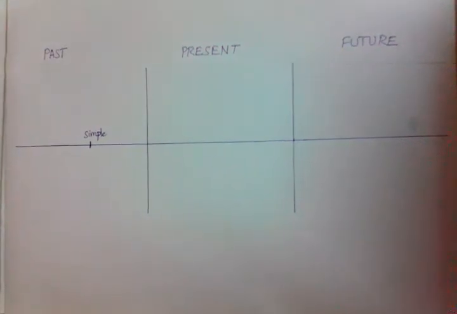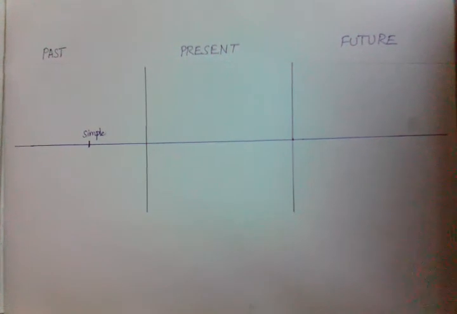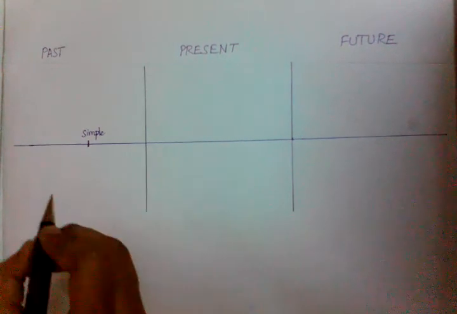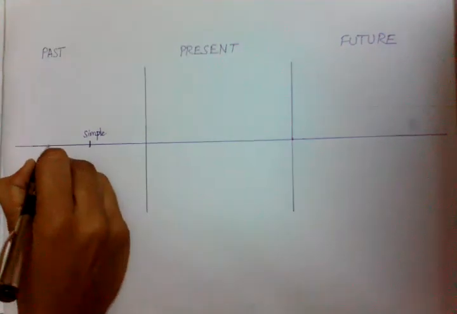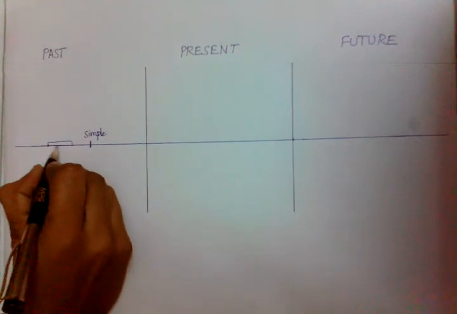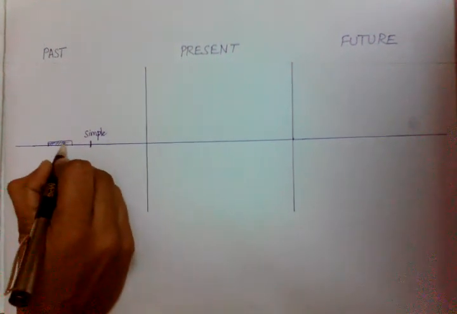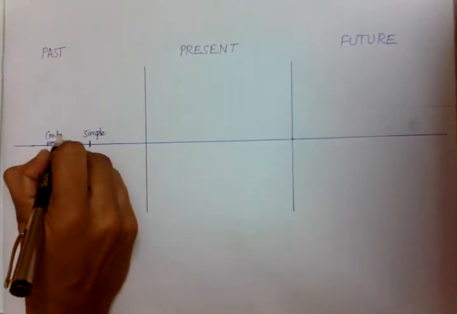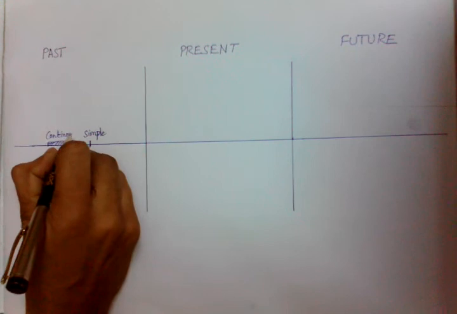Now the next one is past continuous. Now here, when you're talking about something that happened for a duration of time in the past, you use this tense. For example, she was going to school. So I'm going to put a duration here. So let's say it starts here and goes on till here. So let me shade this part and I'm going to call this the continuous tense.